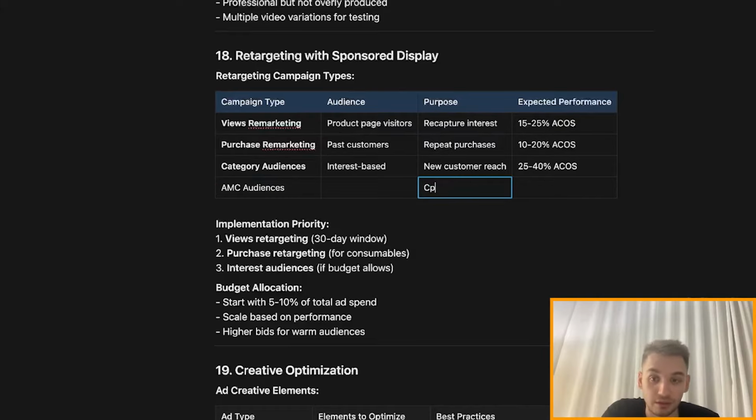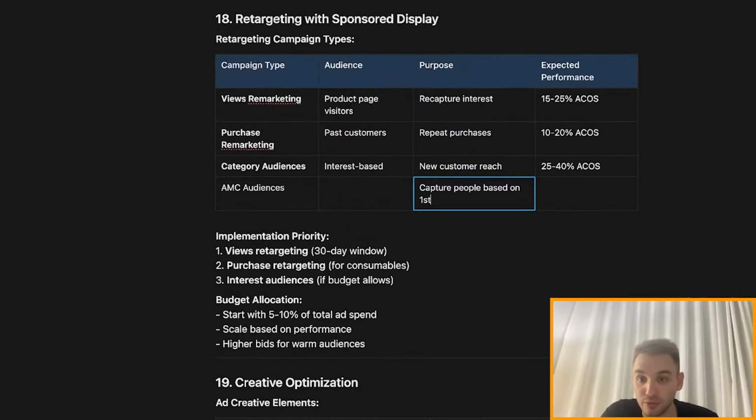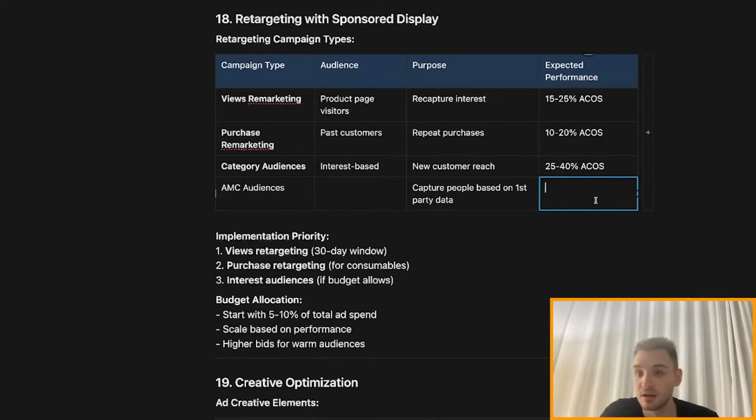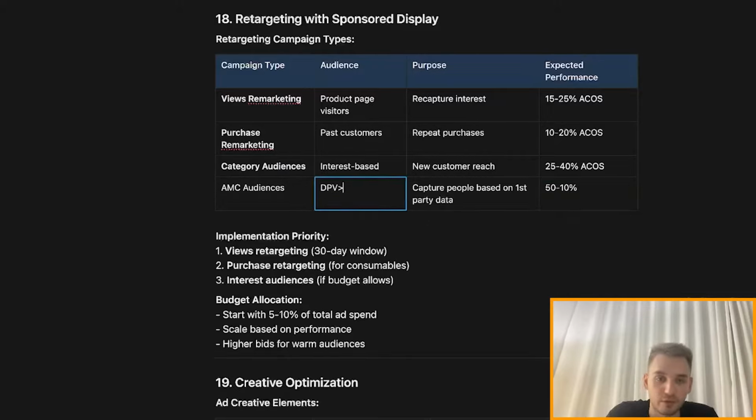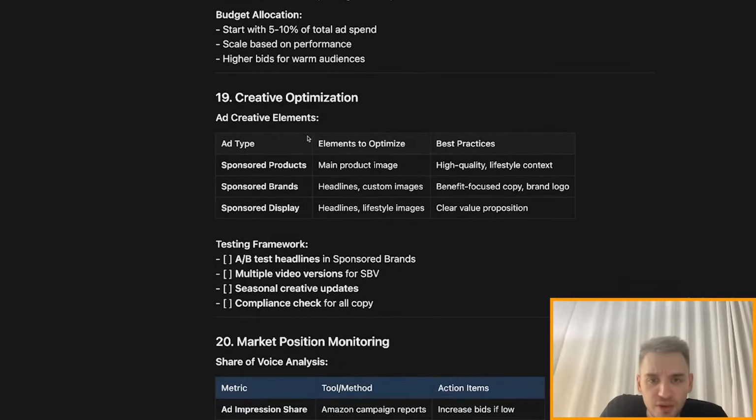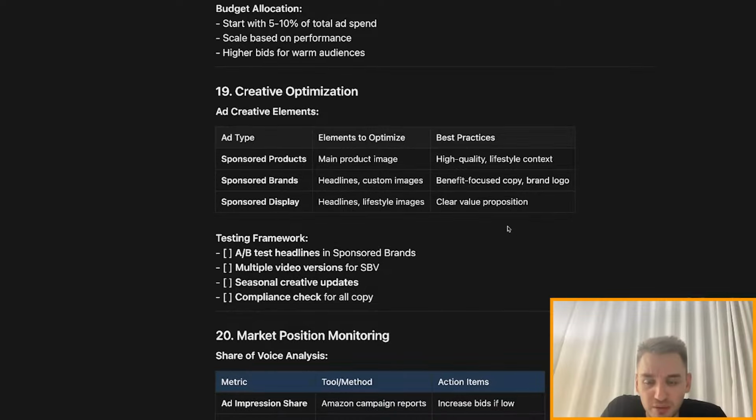and then the purpose is you capture people based on first party data, and they tend to work extremely well if they are set up well. For example, it could be anyone visiting your product page multiple times. So you could get these people on there, they tend to work extremely well on top of the actual audiences you're already running.